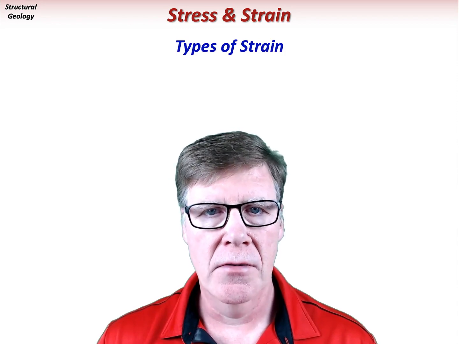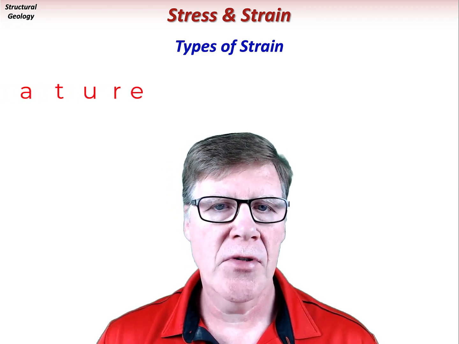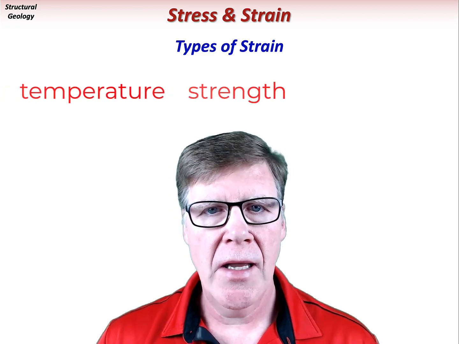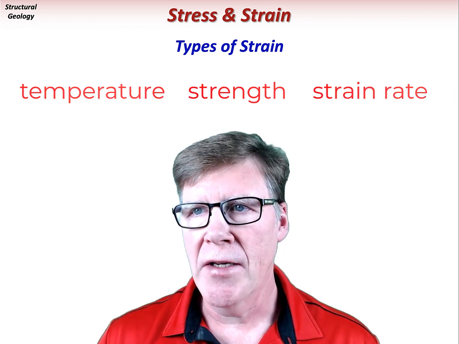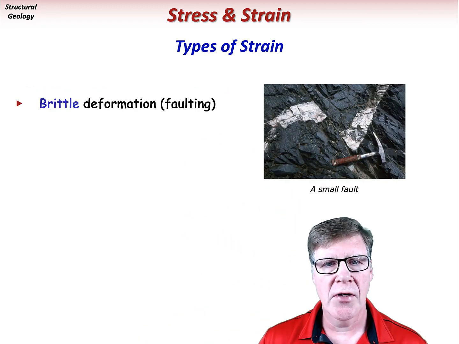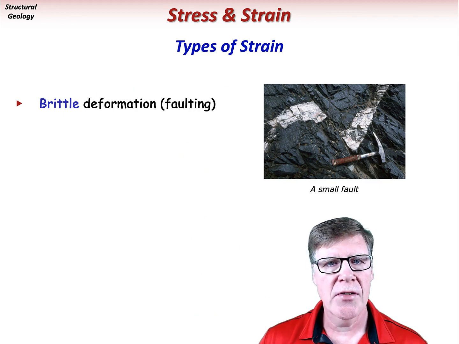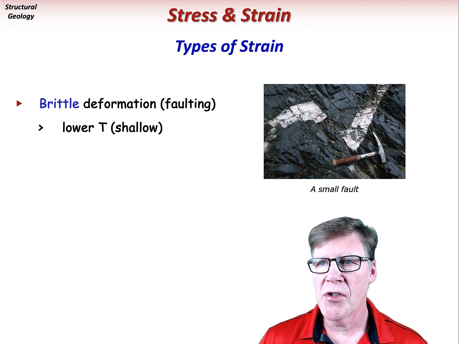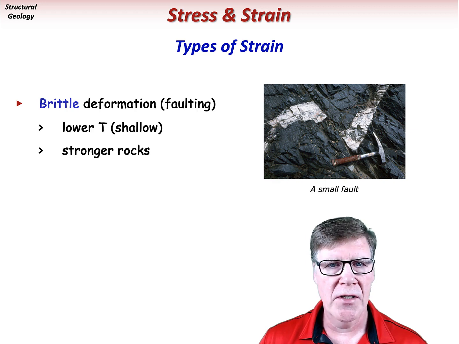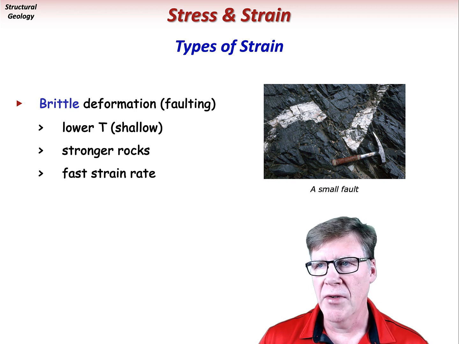There are two basic types of strain, brittle and ductile. Three factors that control the type of deformation include the temperature of the rocks, the strength of the rocks, and the rate at which the rocks are being strained, also known as strain rate. Faults are geologic structures that represent brittle deformation. Brittle deformation typically occurs in rocks at lower temperatures, at more shallow levels in the crust. Stronger rocks also tend to deform in a brittle fashion. Finally, a relatively fast strain rate typically results in brittle deformation.